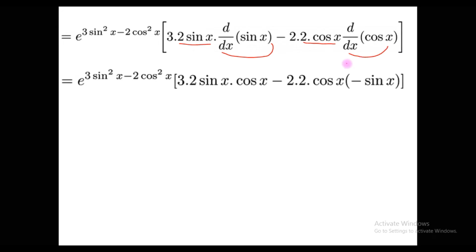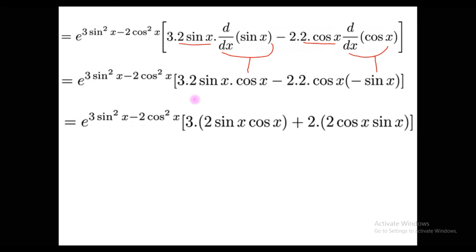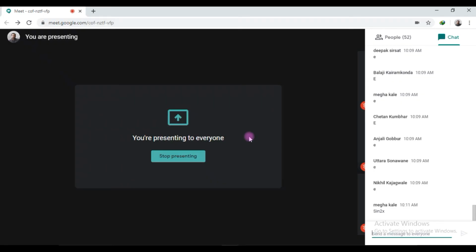So after this, the derivative of sin x is given as cos x, derivative of cos x is given as minus sin x. Simplified further, this comes out to be 2 times sin x cos x, and this is 2 times cos x sin x. Now you may drop in chat box, what is 2 times sin x into cos x? Yes, you are correct. Many of them are placing it correctly, that it is a sine of 2x.